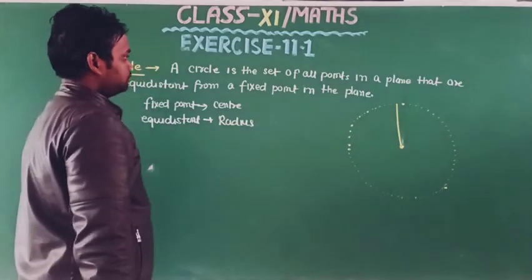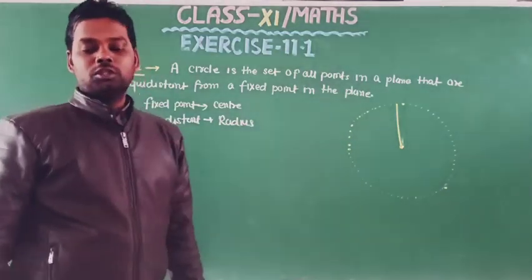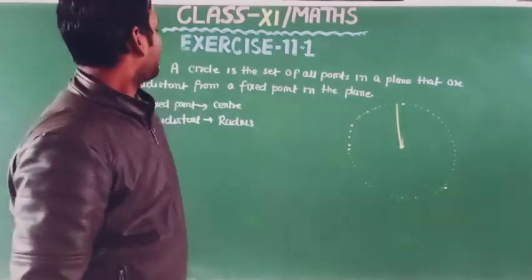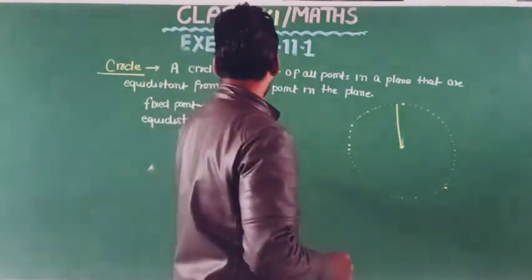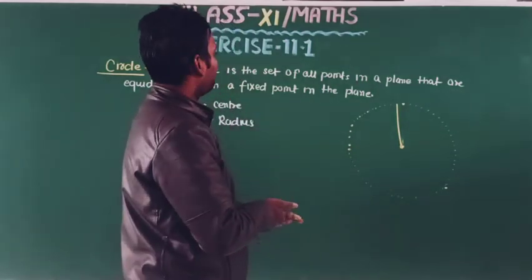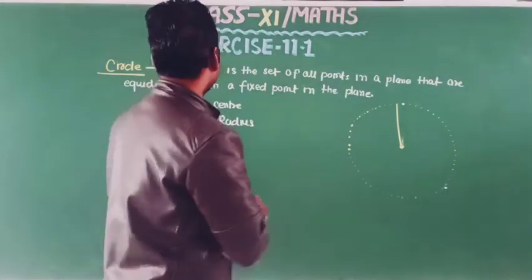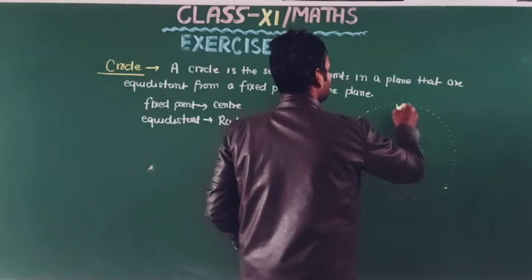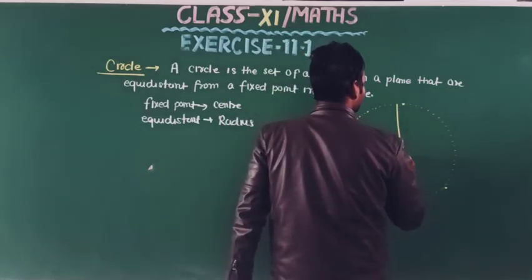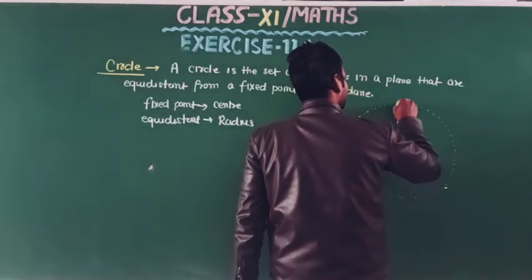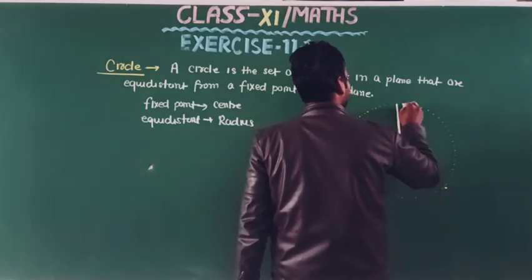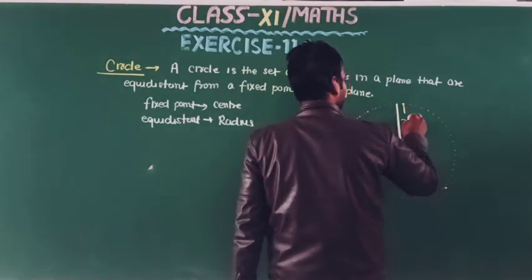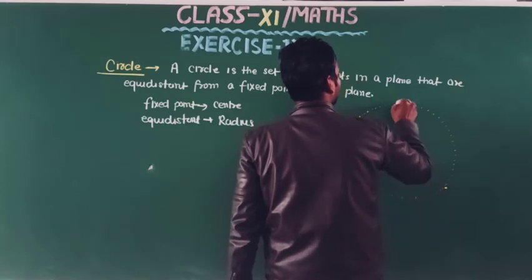So this is the basic definition of the circle. A circle is the set of all points in a plane that are equidistant from a fixed point. The fixed point is called the center, denoted by O, and this equidistance is called the radius of the circle, denoted by small r.